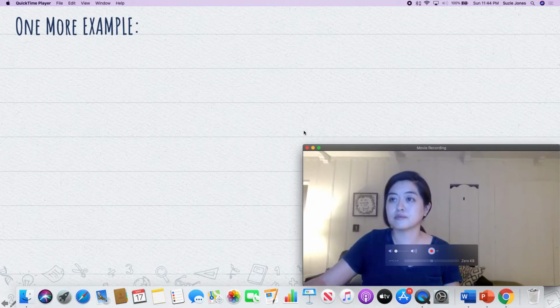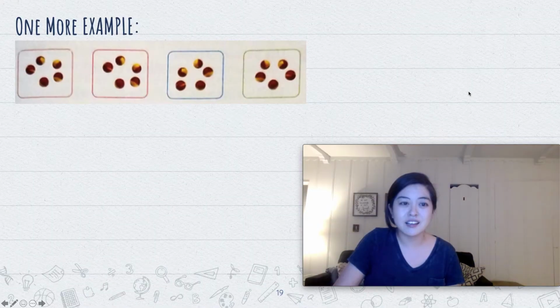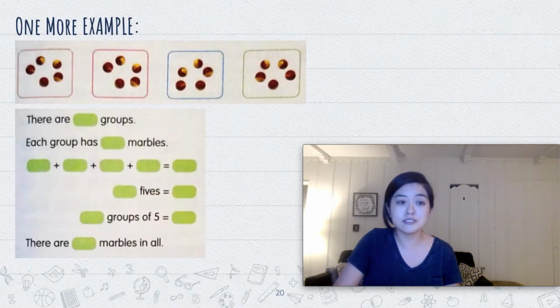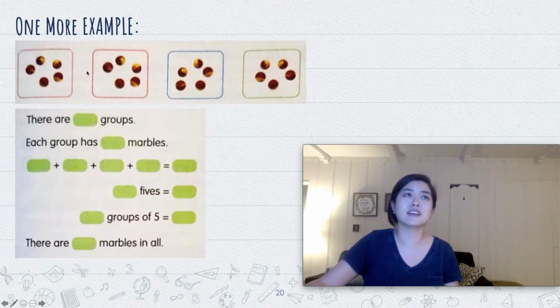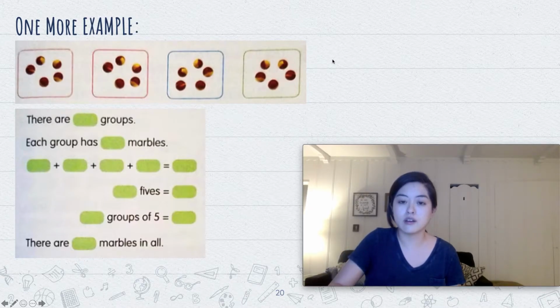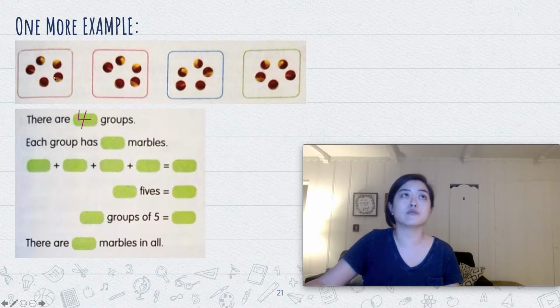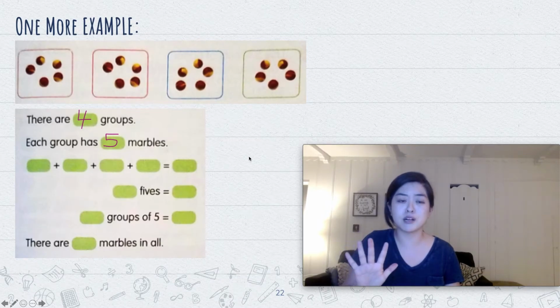Let's look at this other example. So these are some marbles, and there are how many groups in this picture? Well, let's count. 1, 2, 3, 4. There are 4 groups. Each group has how many marbles? 1, 2, 3, 4, 5. Each group has 5 marbles.